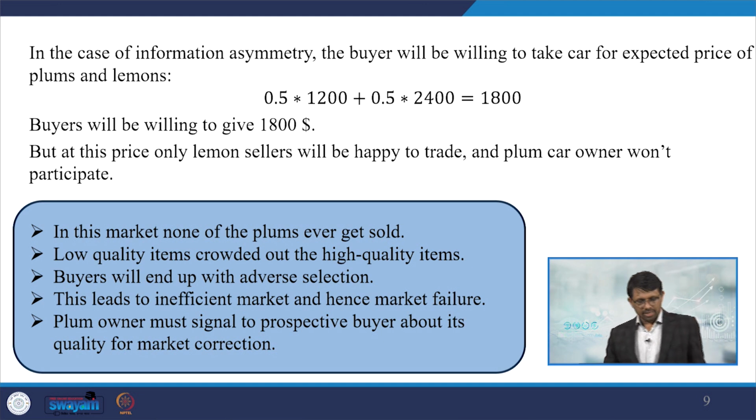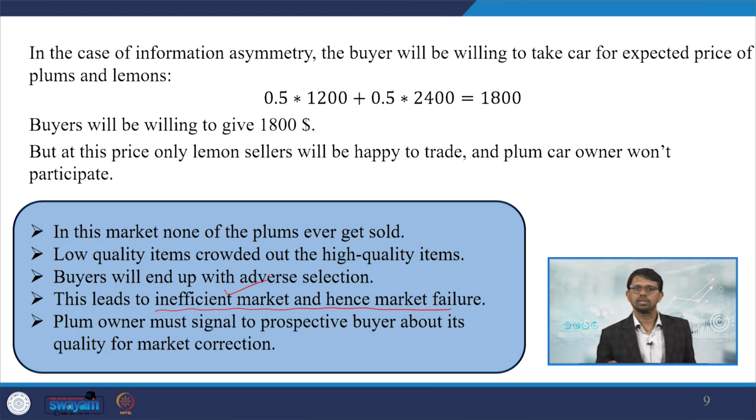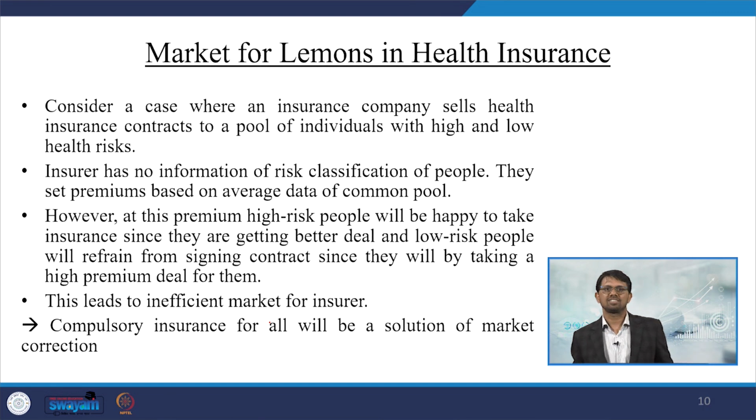So, low quality items crowded out the high quality items, and buyers will end up with adverse selection. This leads to an inefficient market and hence market failure. Since inefficient products are going to be sold, since the lemon market actually exists at this expected price, this leads to market failure. Plum owners must signal to prospective buyers about their quality for market correction. Hence, signaling is one of the solutions we will also discuss.